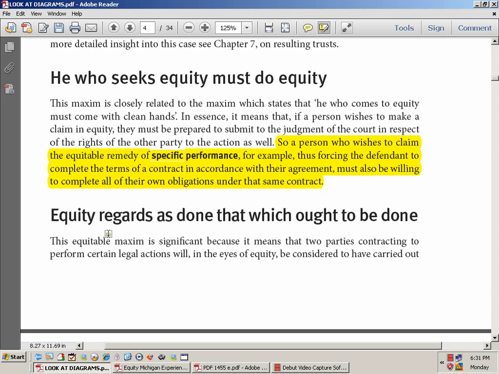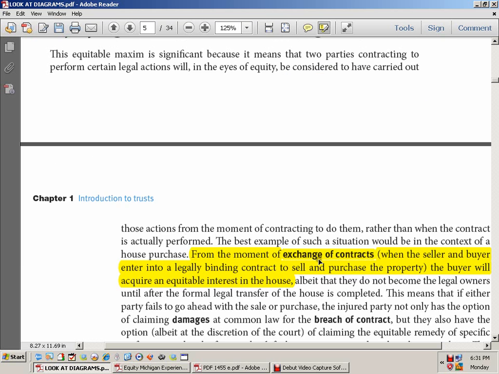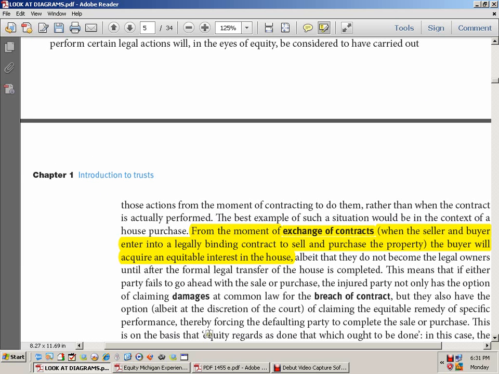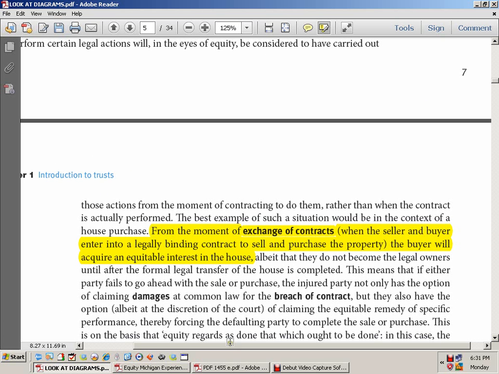Equity regards as done that which must be done. This equitable maxim is significant because it means that two parties contracting to perform certain legal actions will, in the eyes of equity, be considered to have carried out those actions from the moment of contracting to do them, rather than when the contract is actually performed. Right? So from the moment you both sign it, it's done.